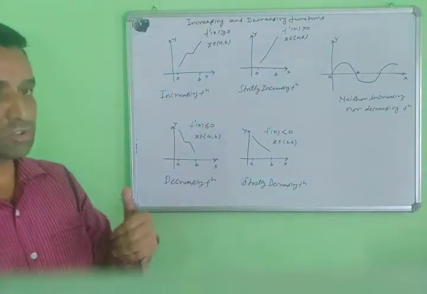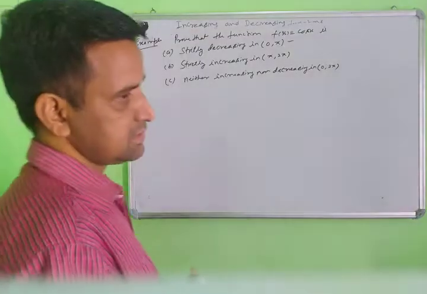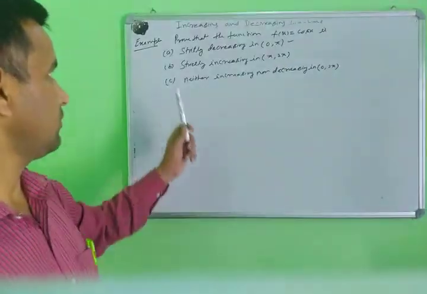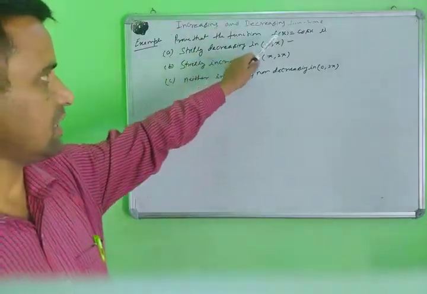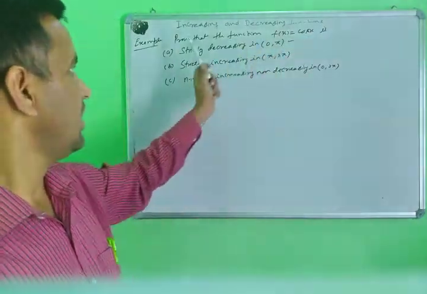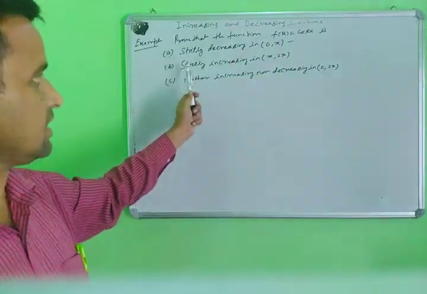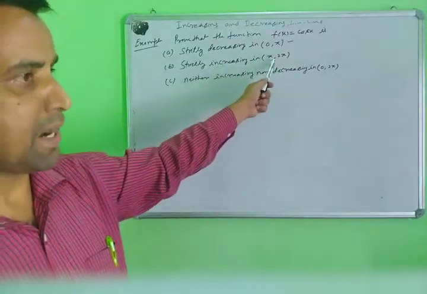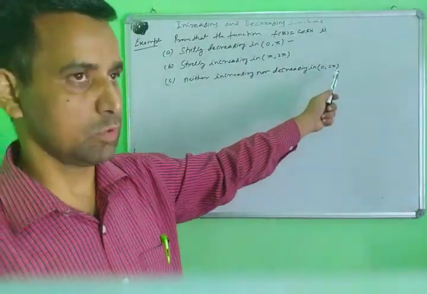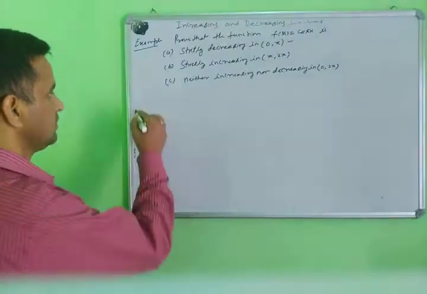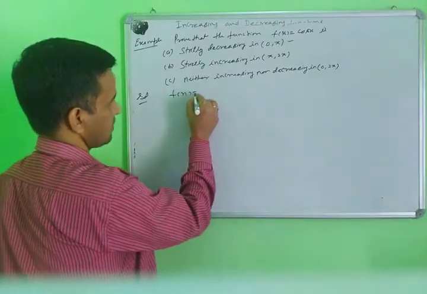I will give one short example for understanding increasing and decreasing functions. Yes, students, I am taking a short example to understand increasing and decreasing functions. Example: prove that the function f of x equal to cos x is, first part, strictly decreasing in the interval 0 to pi; second part, strictly increasing in the interval pi to 2 pi; and third, neither increasing nor decreasing in 0 to 2 pi. Now solve this example. First I am taking the function f of x equal to cos x.